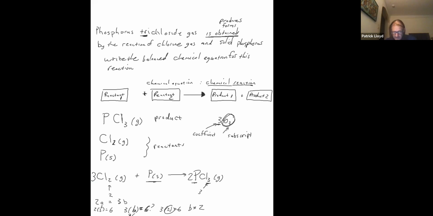Did that work? Yeah, we've got 6 chlorines on both sides. The coefficient times the subscript is the number of atoms of that element. Now, one of the things that happened is that we put a 2 in front of the PCl3, so now we have 2 phosphoruses. Even though we originally had 1 phosphorus, now we have 2. So I'm just going to put a 2 over here, and now that one is done. Relatively simple: 3Cl2 gas plus 2P solid gives you 2PCl3 gas. We now have a balanced equation.